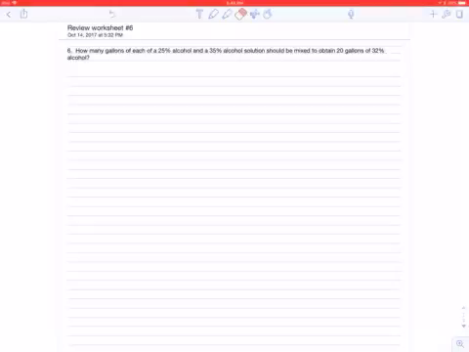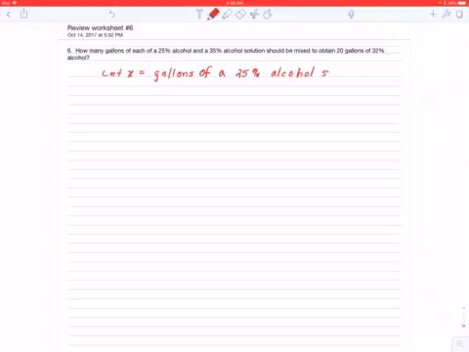I'm going to let x equal the number of gallons of a 25% alcohol solution. And I'll let y equal the number of gallons of a 35% alcohol solution.